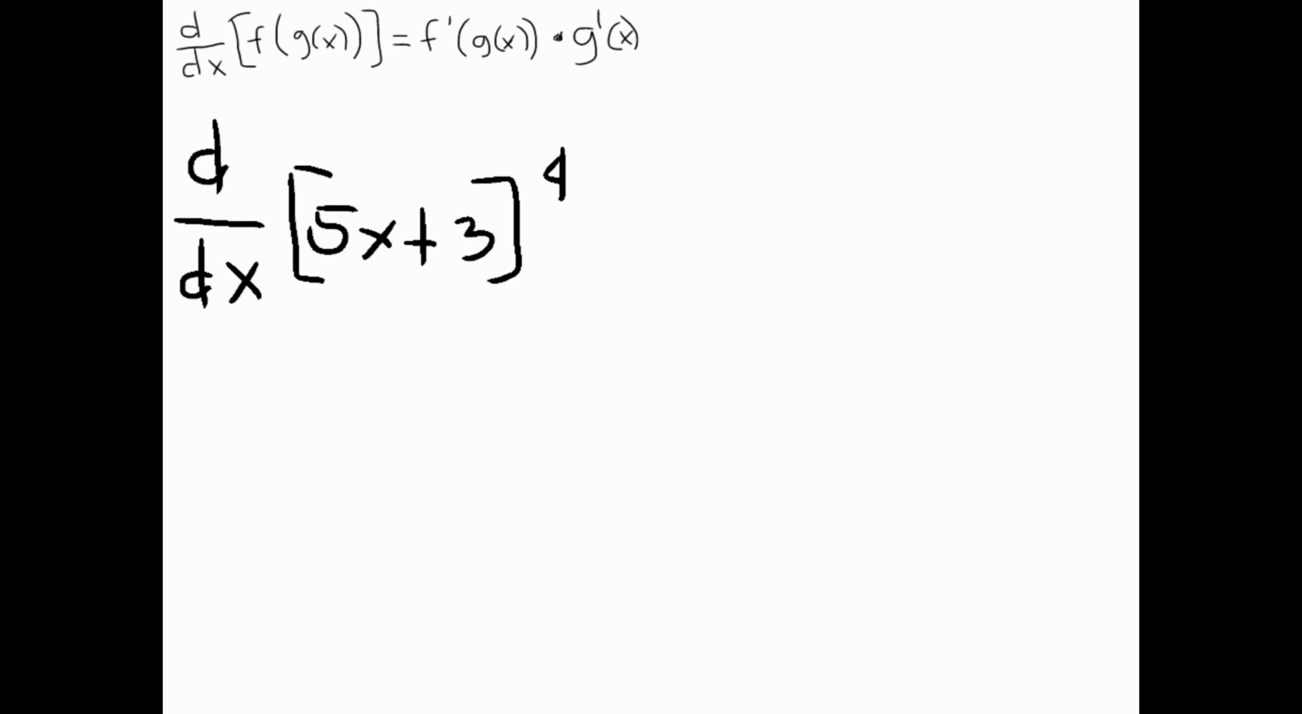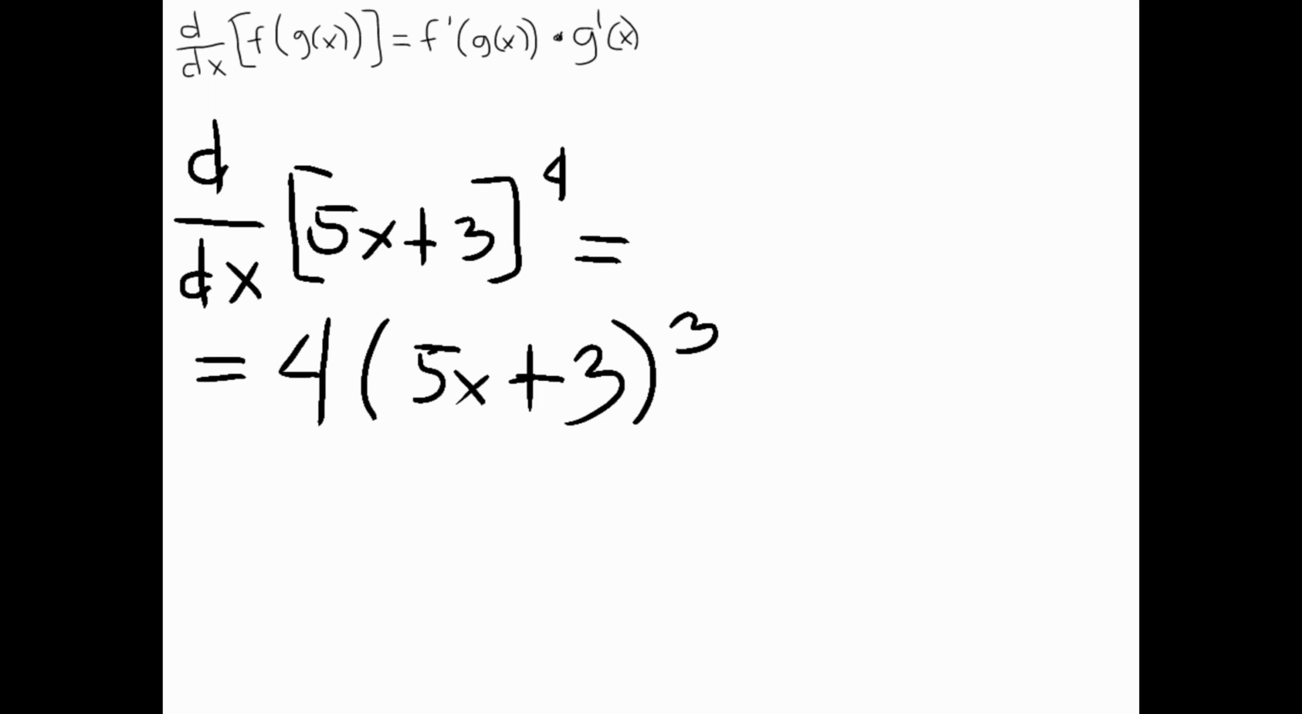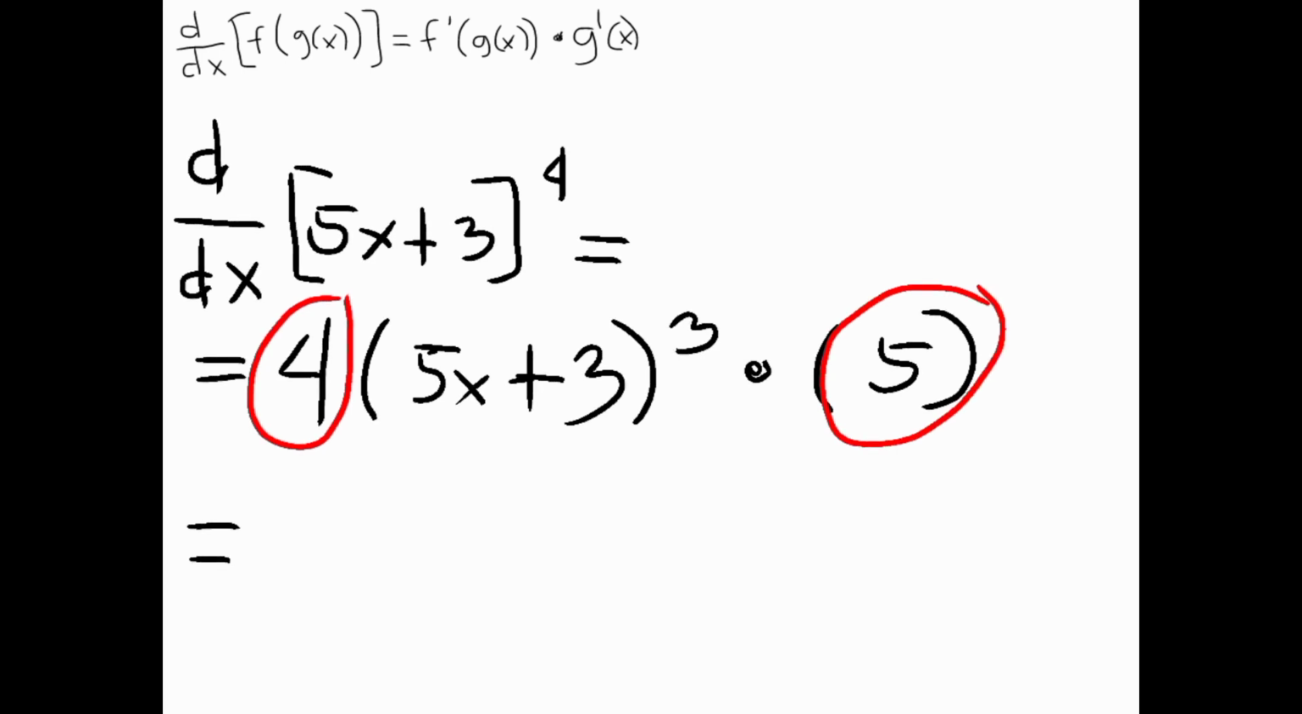Since we already know how to get the derivative, I will proceed to the solution. 4 times 5x plus 3 raised to the power 3 times 5, and then we can multiply 4 and 5, so we can get 20 times 5x plus 3 raised to the power 3.